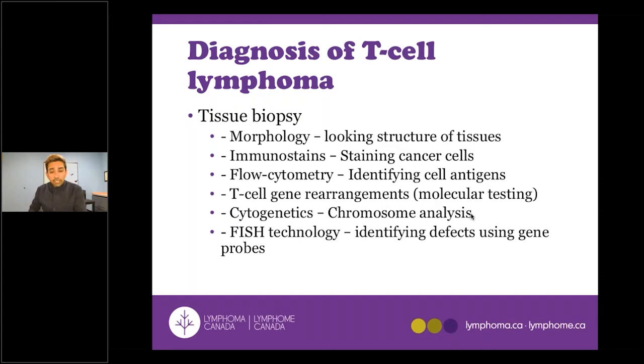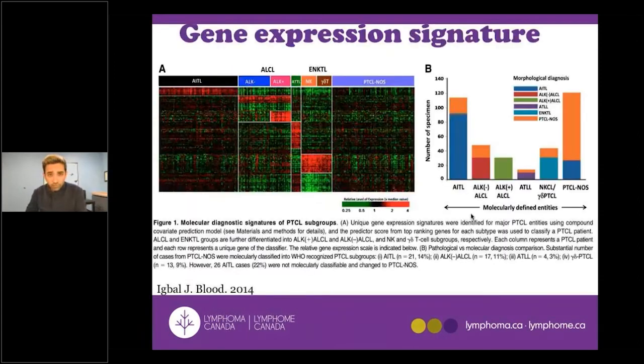And more recently, we have some even more advanced technologies such as gene expression signatures. What that means is we are trying to identify gene signatures that can be associated with different types of T cell lymphoma. So for example, in this panel, you can see that angioimmunoblastic T cell lymphoma has a certain signature, but that signature is completely different in patients with anaplastic large cell lymphoma, etc. Now, these technologies are very important for us to be able to sort out one lymphoma versus another, because that will determine how we treat our patients.